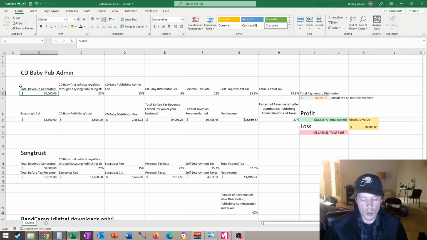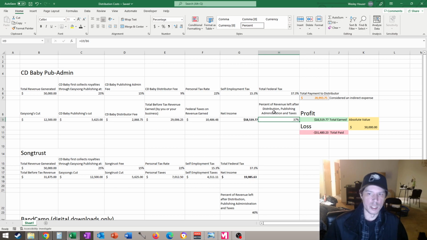So if you put all your albums out on CDBaby and use their publishing administration service, they're taking up this much before taxes. And after taxes, and this is accurate, after your federal taxes get taken out on that revenue, you'll come away with $18,519. That is 37% of the total revenue that was generated by your albums and your record label. You're only getting 37%. That's what this means here.